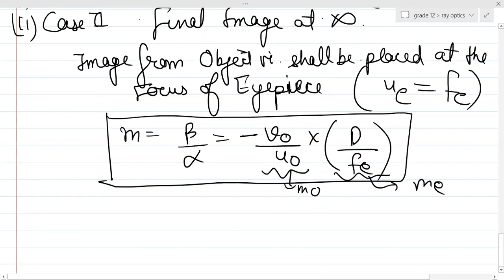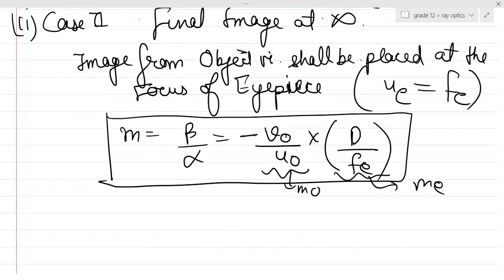This is for the compound microscope, right? Is it clear? And where does this 1 plus d upon fe formula come from? It comes from the formula for the simple microscope. Is it clear?